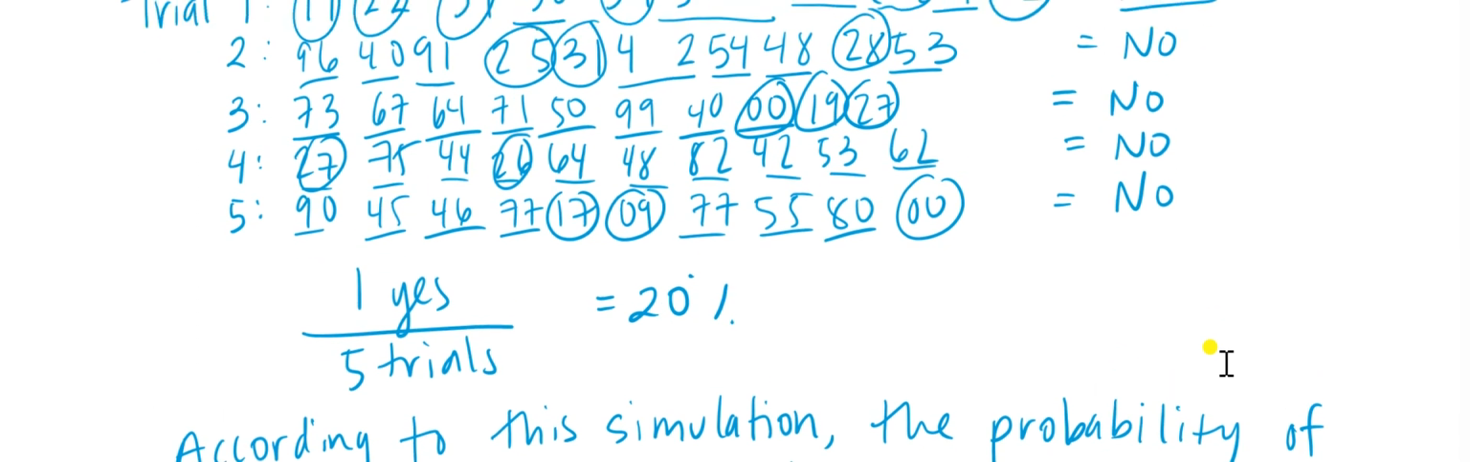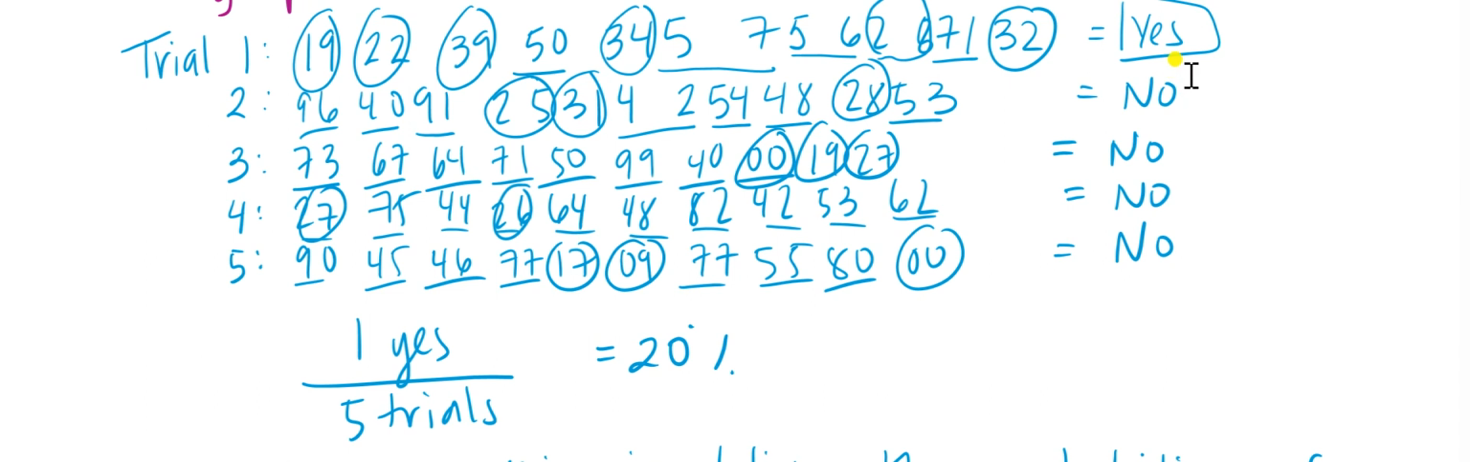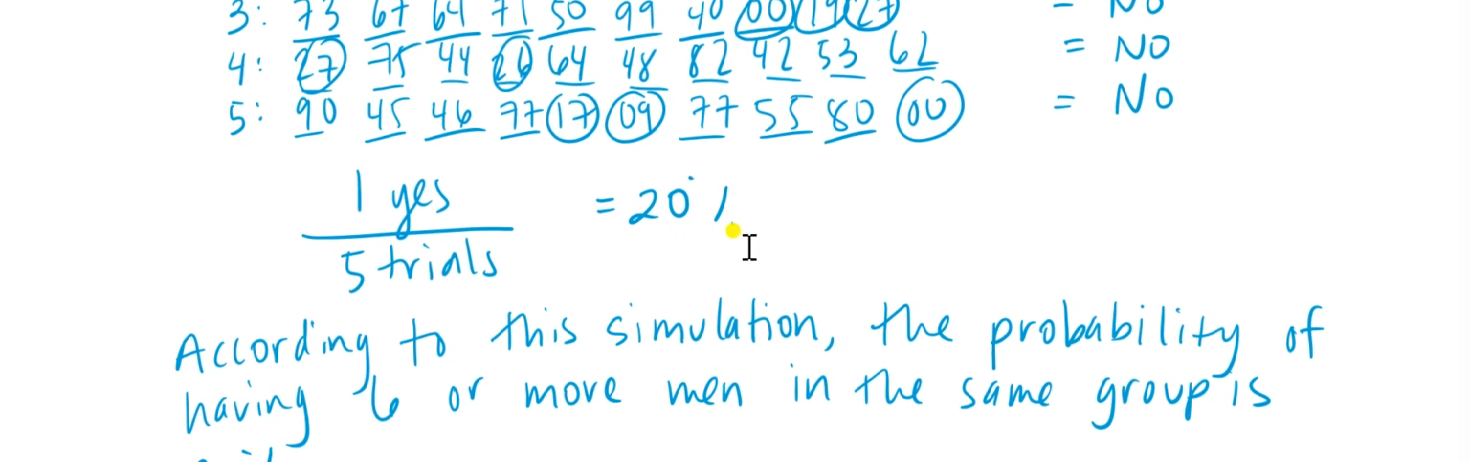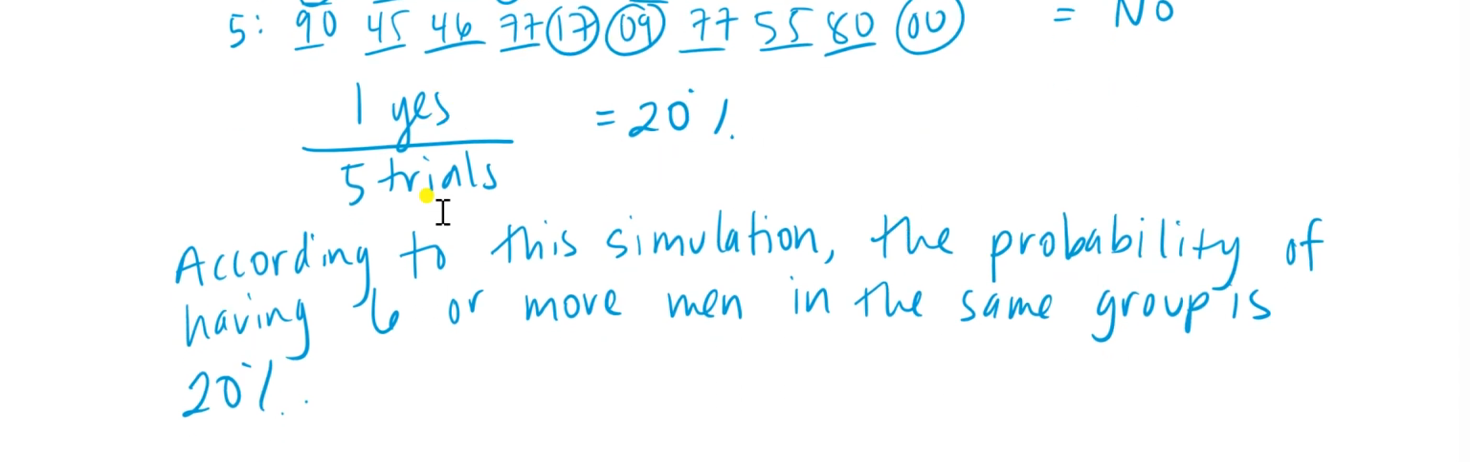So in this case, I had 1 yes out of 5 total trials, which is approximately 20%. So that 1 out of 5, that 20%, is the probability that I'm looking for. So I'm going to say, according to this simulation, the probability of having 6 or more men in the same group is 20%. Okay.